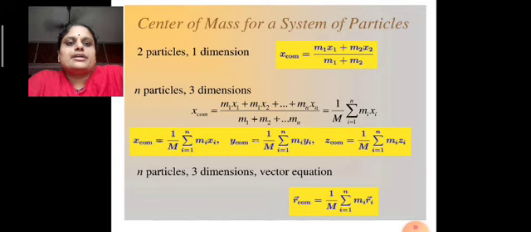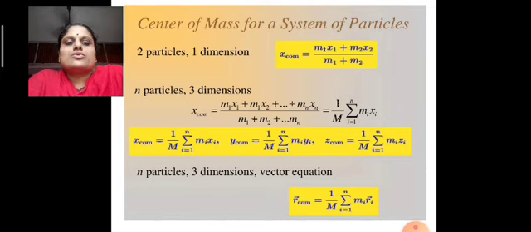So, for two particles, we have already discussed the center of mass point. For three particles, it is given by (m1x1 + m2x2 + m3x3) divided by (m1 + m2 + m3). For n particles, it is (m1x1 + m2x2 + etc. up to mnxn) divided by (m1 + m2 + m3 etc.). This can also be written as 1 by M into summation from i equals 1 to n of mixi, where i takes the values from 1 to n and we sum up those quantities.